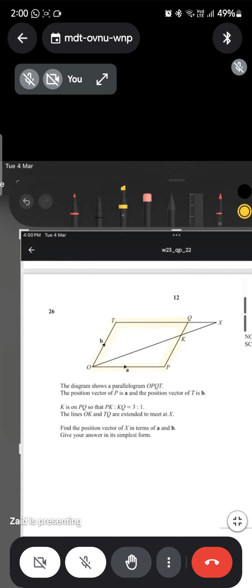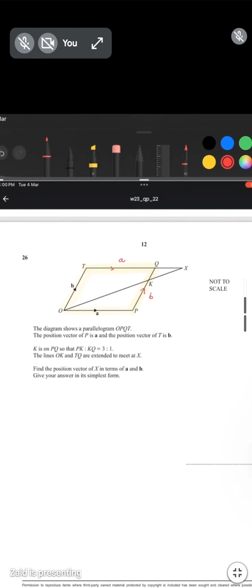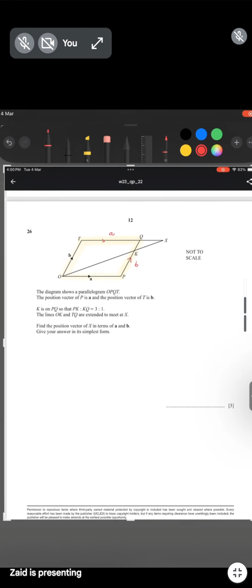So this is the parallelogram. The first thing you are going to do is mark the arrows like this and write down the values. This is the first thing. Then see whether there is any ratio or any midpoint. There is no midpoint, but there is a ratio.